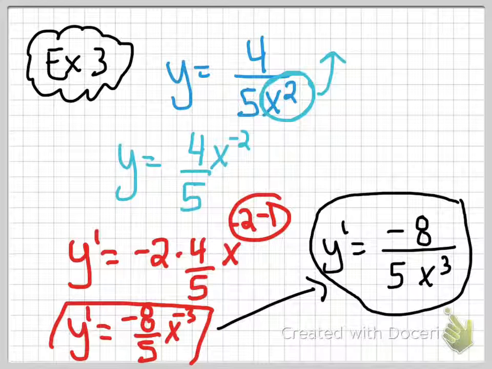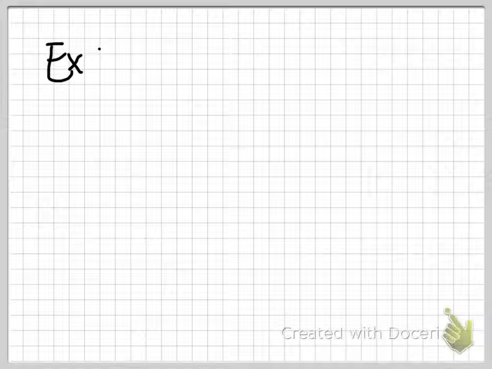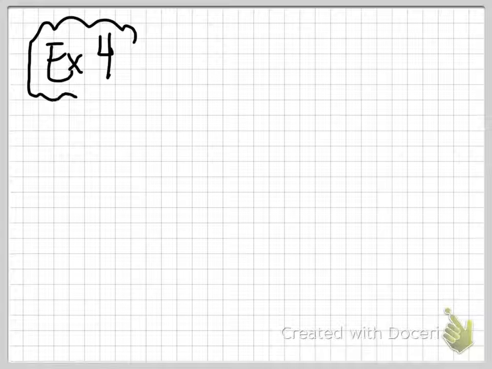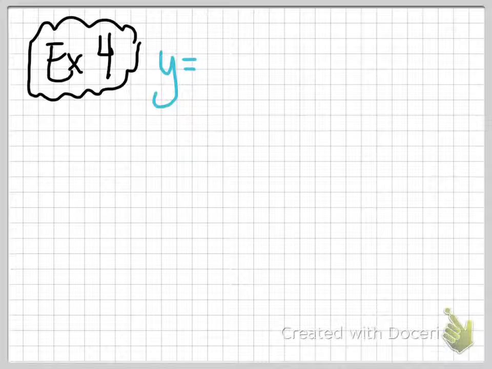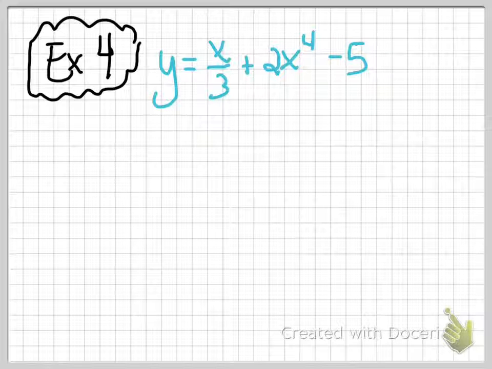So these types of problems you can combine to make them larger. You can do lots of different things, so I'm going to make up another example here. We'll say example 4. And what I'm going to show you is that you can combine this into multiple things. So like you could have y equals x over 3 plus 2x to the 4th minus 5. And I could say derive this thing, derive the entire equation.